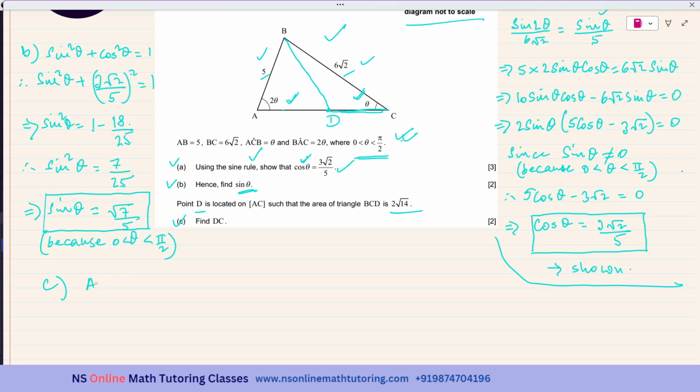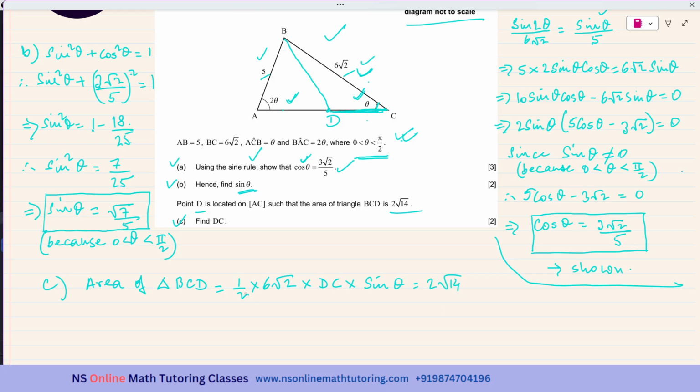Area of triangle BCD, we will be using the trigonometric formula for the area of a triangle, is equal to half times, we know this side, so we will be taking this side, and we need this side, so we will be taking this side, and the included angle is theta. We have to take these two sides. So it is half times 6 root 2 times DC times sine theta. This should be equal to 2 root 14.